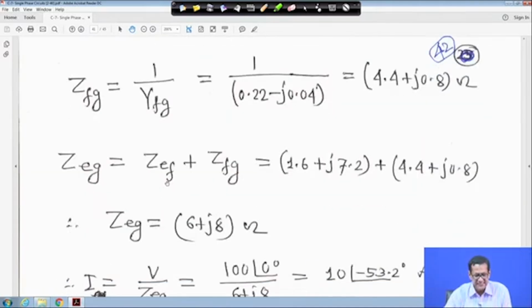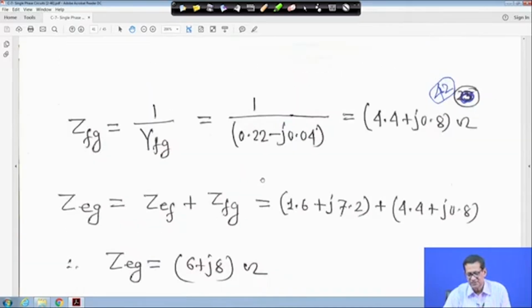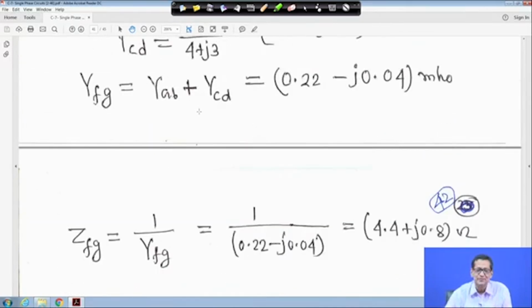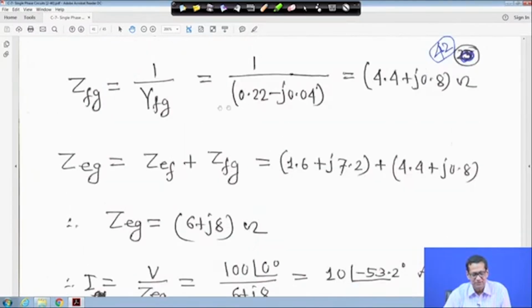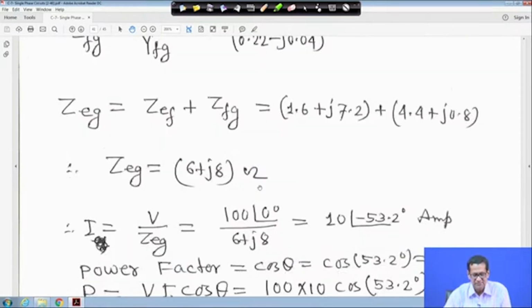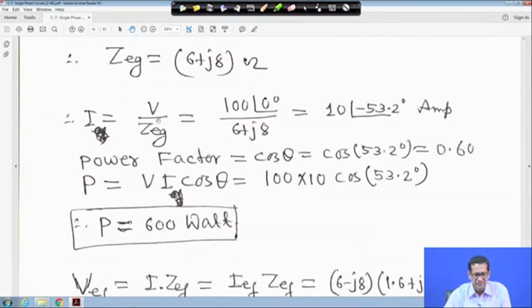Now ZEG, you add ZEF plus ZFG. First we compute the admittance of the parallel circuit, which is easy for calculation, and then we find out ZFG as 1 upon YFG. So this much we got. Now ZEG, the total impedance, will be ZEF plus this much. ZEF is given in the circuit as 1.6 plus J7.2, and this one you add. So it is coming 6 plus J8 ohm. Therefore, current I should be equal to V upon ZEG. So this is coming 10 angle minus 53.2 degree ampere.